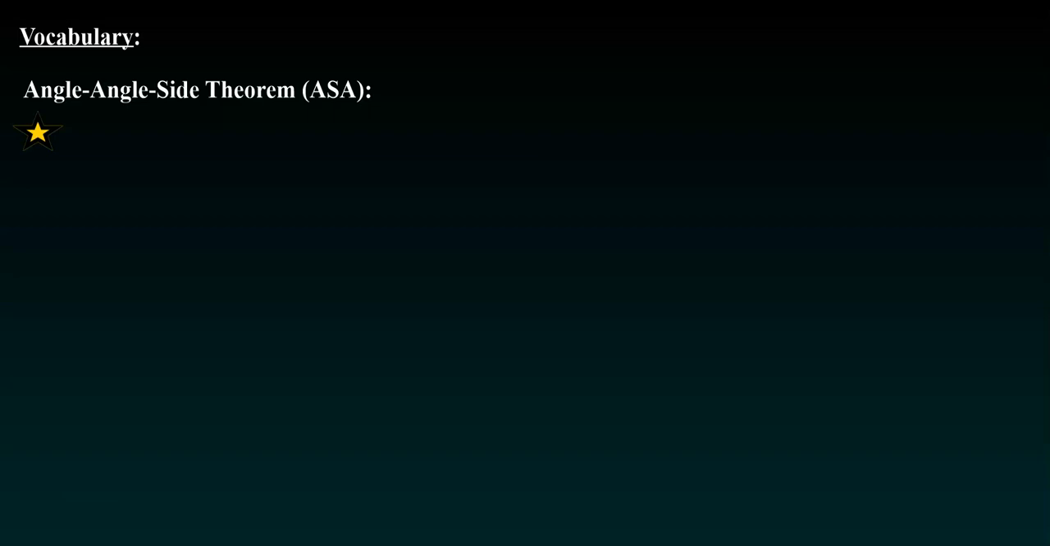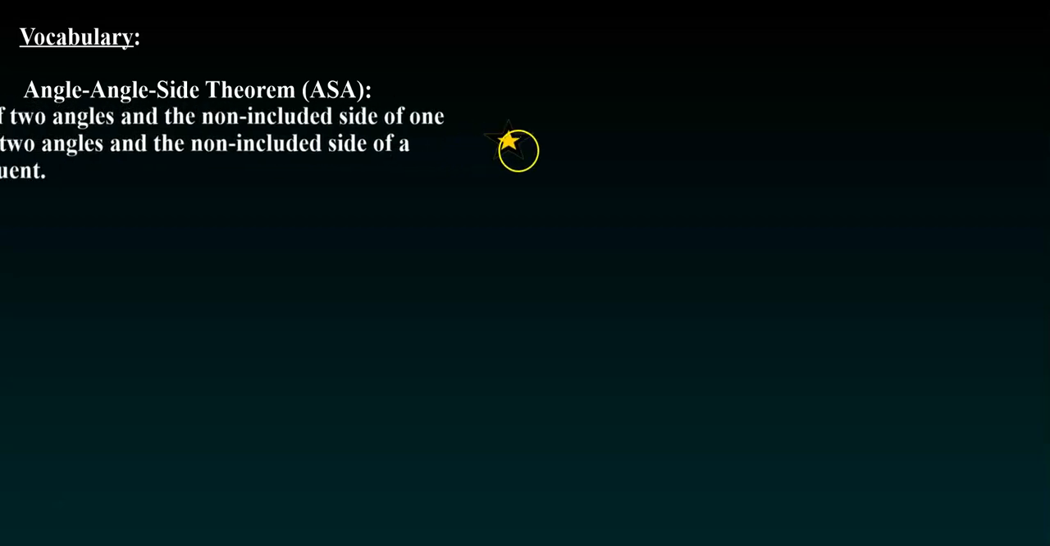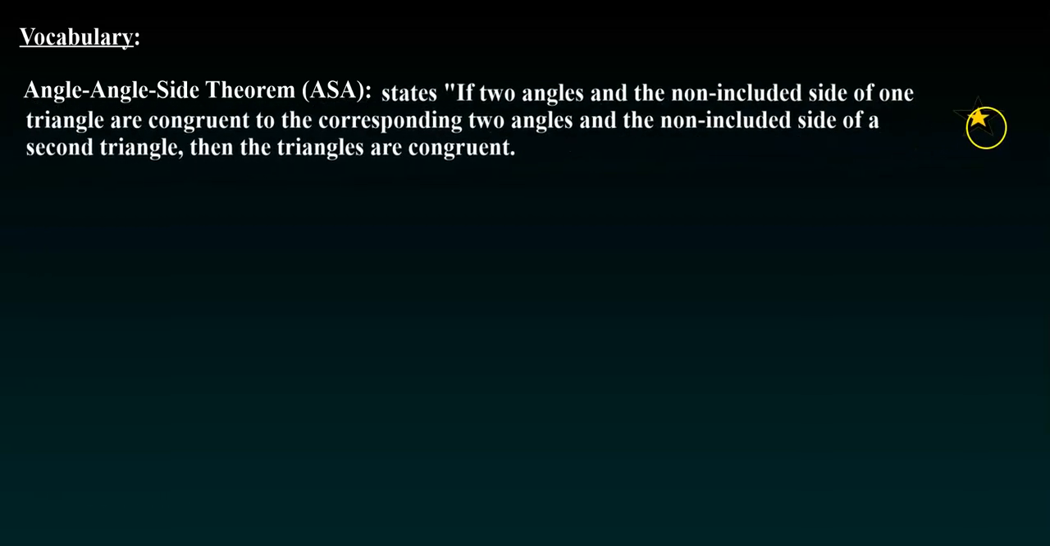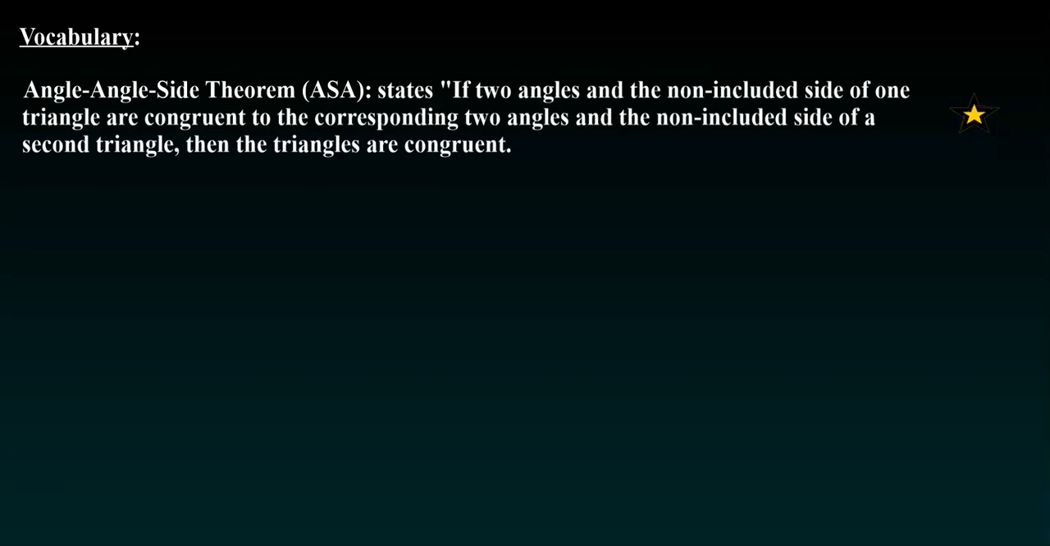So vocabulary: the angle-angle side theorem, or AAS, would be the letters for it. And it states if two angles and the non-included side of one triangle are congruent to the corresponding two angles and a non-included side of a second triangle, then the triangles are congruent.